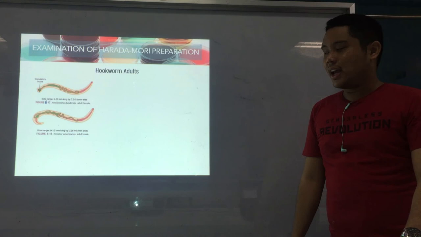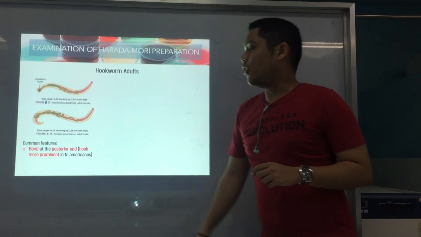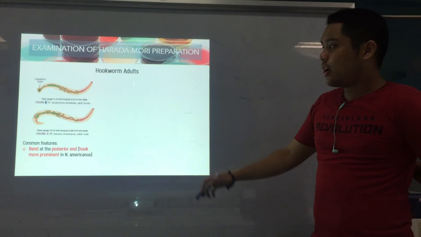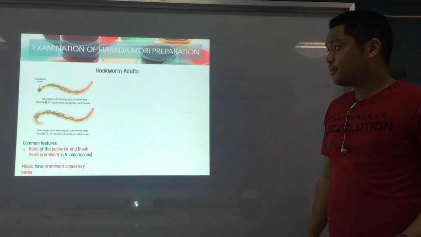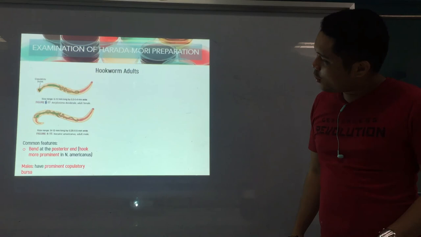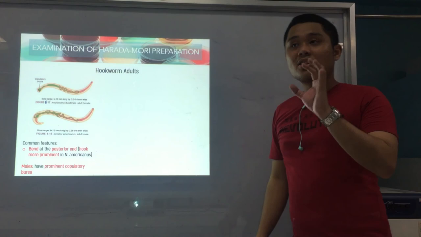Common features for the adults: there's a bend at the posterior end, meaning at the back, which is much more prominent in Necator americanus. For males, you have a prominent copulatory bursa. Females also have one, but it is much more prominent in the males.